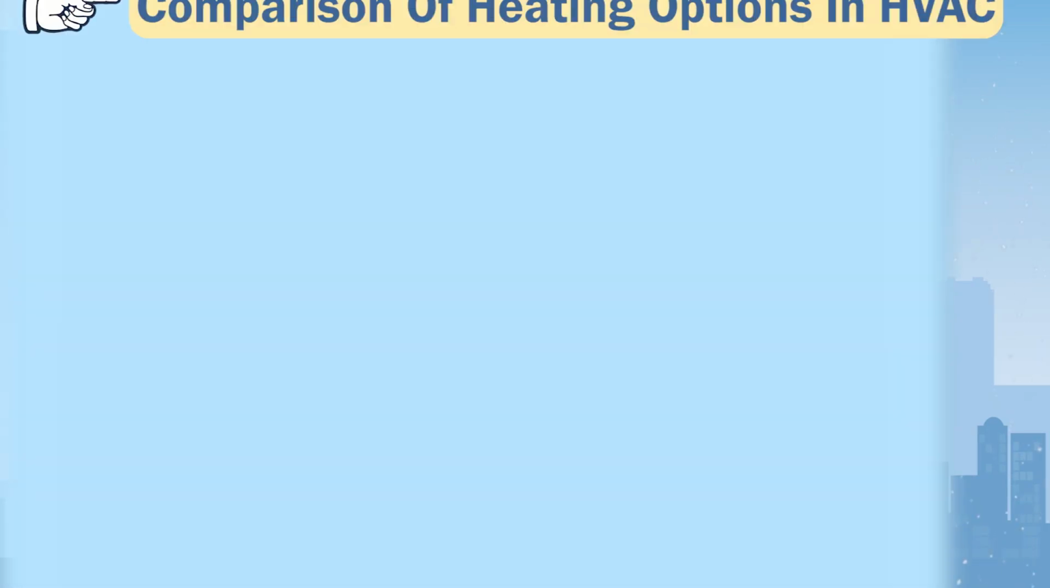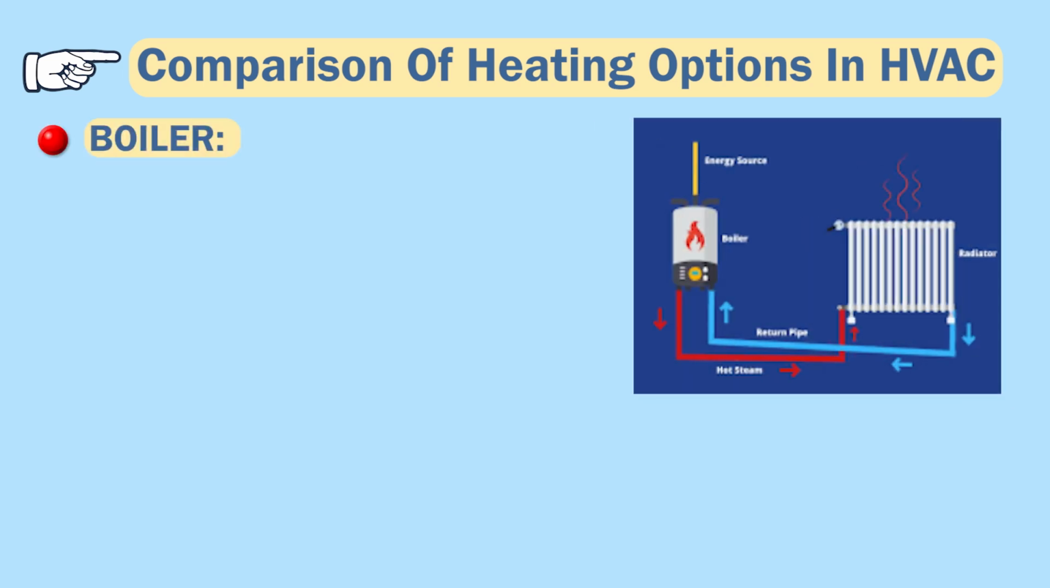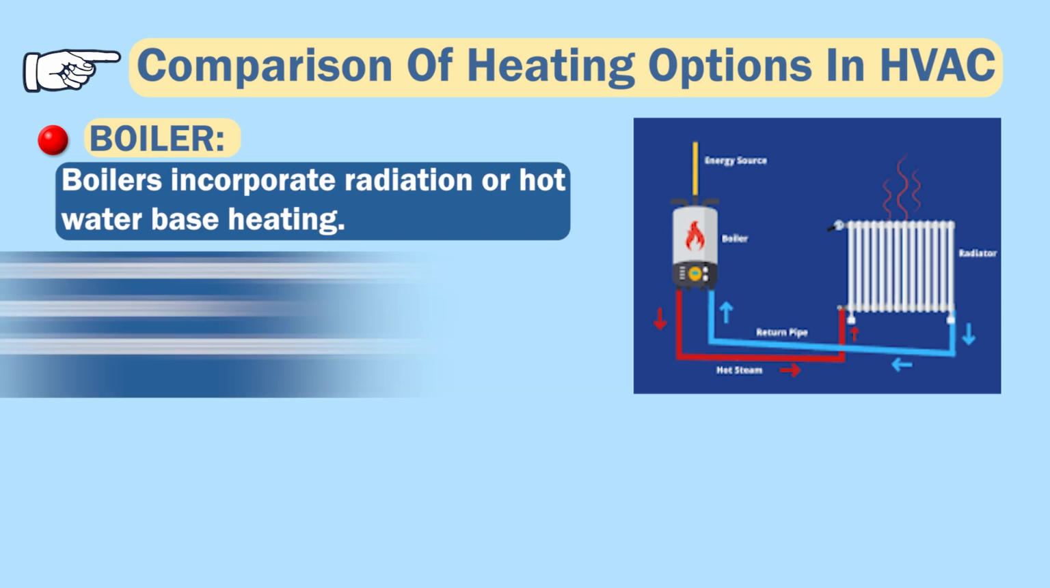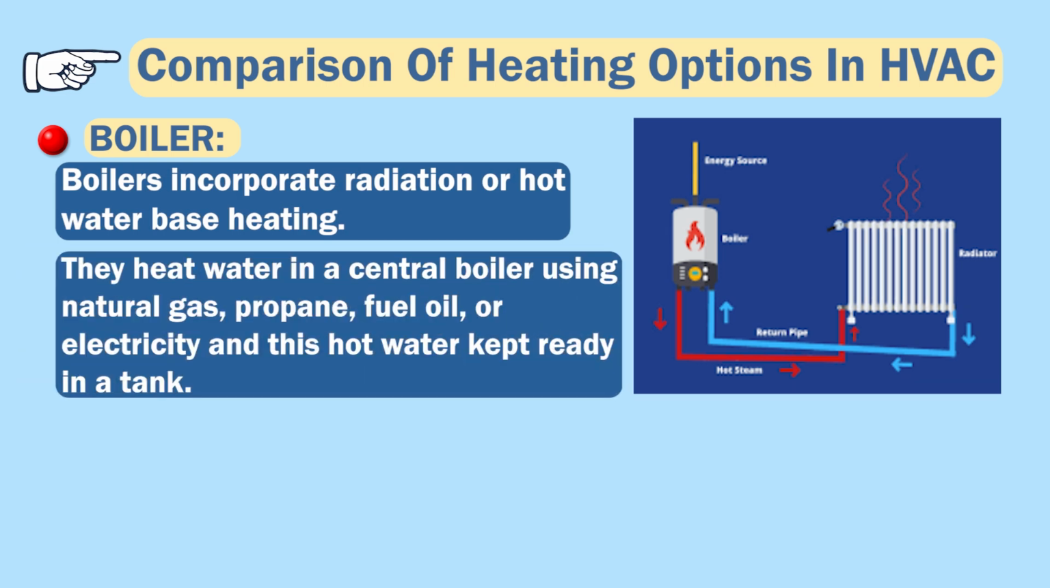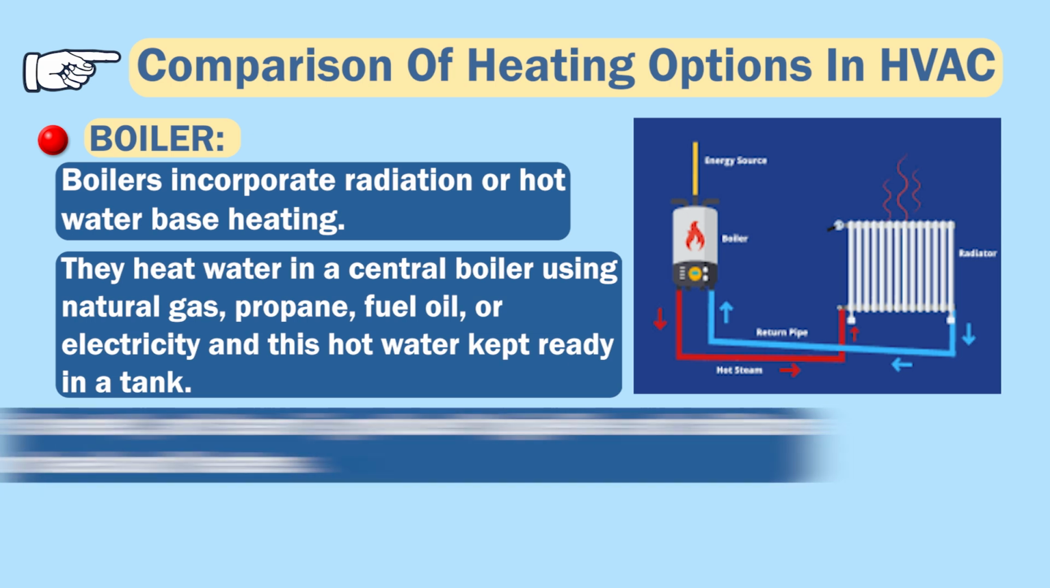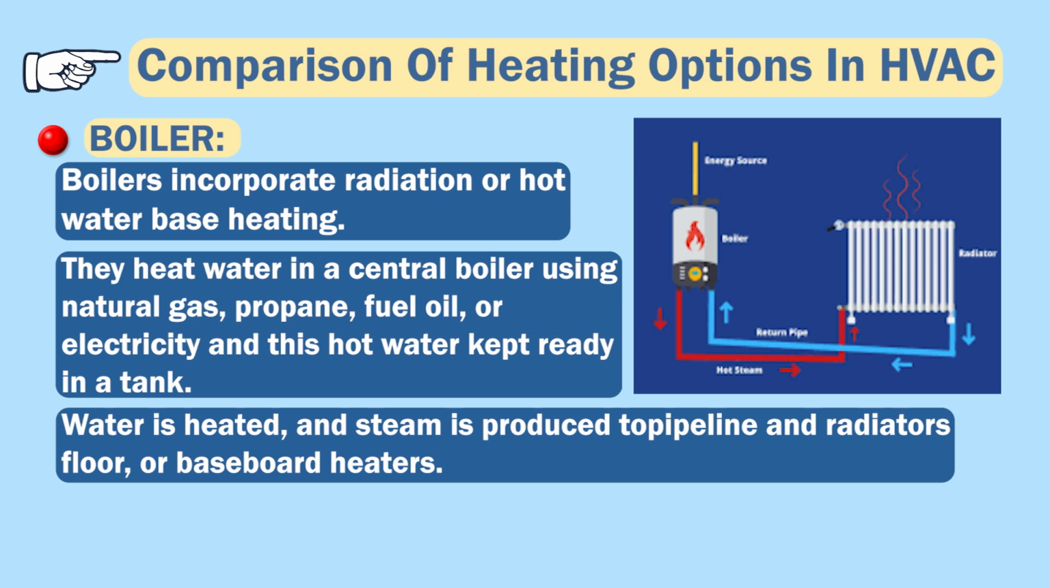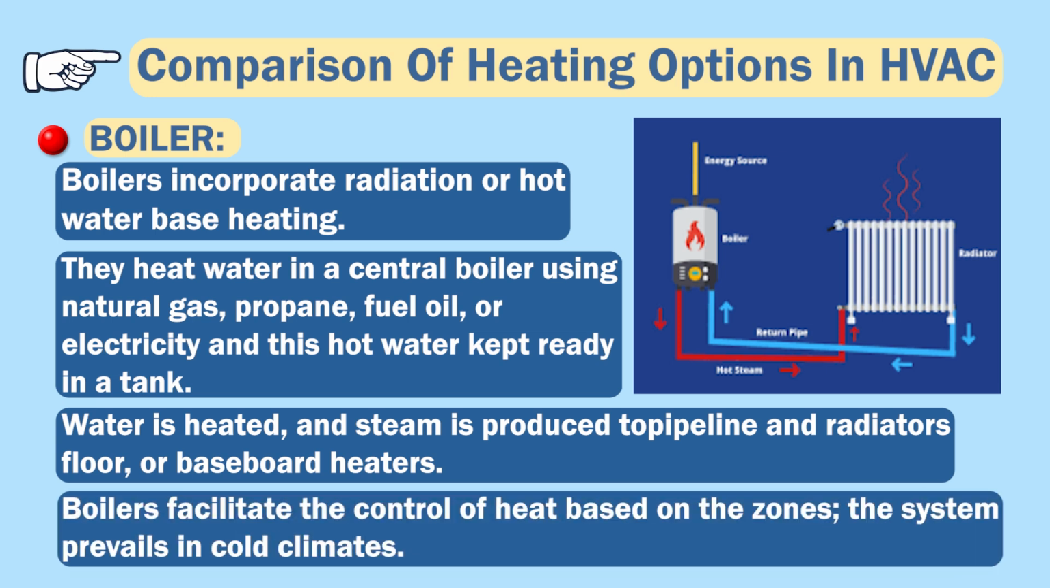Now in the next slide we will learn about boilers. This comes under the same comparison of heating options. A boiler also uses natural gas, propane, fuel oil or electricity to heat water in a central boiler. This hot water is then circulated through pipes to radiators, baseboard heaters or radiant floor systems throughout the house. Transferring heat to the rooms is one of its uses.